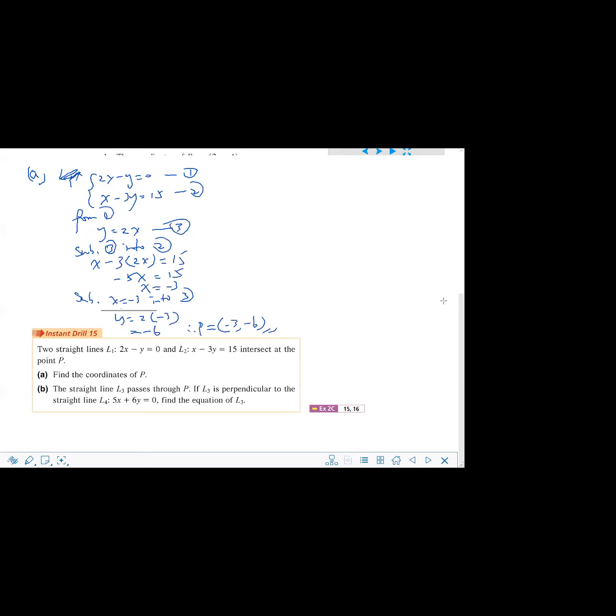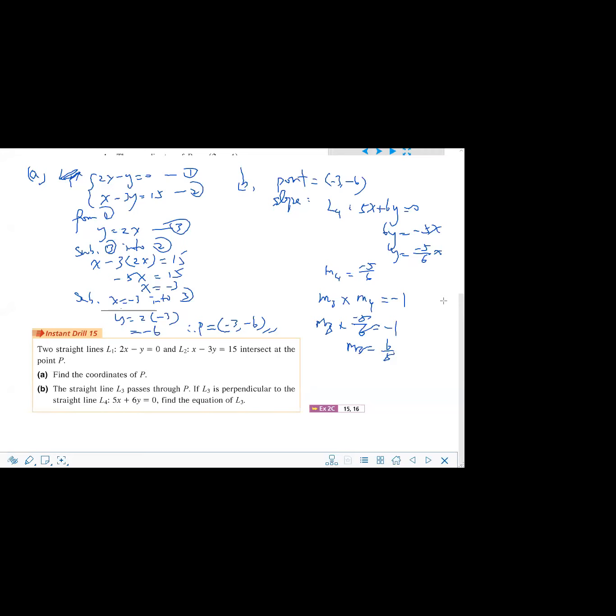Answer. Okay. Part B. L3 passes through P. So the point will be using negative 3, negative 6. And L3 is perpendicular to L4. So finding the slope, we are going to use L4, 5x plus 6y equals 0 to find the slope first. So y is equal to negative 5 over 6 x, which means that M4 is equal to negative 5 over 6. Because L3, L4 are perpendicular, the product of their slopes will be equal to negative 1. And then M3 times negative 5 over 6 is negative 1. So M3 will be 6 over 5.